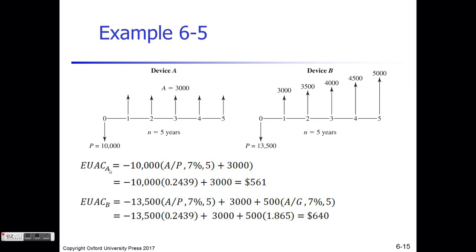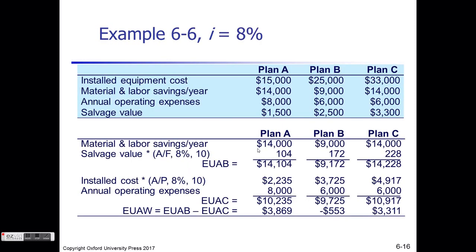Not cost. I already corrected myself. You will remember the criterion is you will take the one that has the maximum. So your answer will be here, 640 is going to be your answer. So the best alternative is going to be device B. Okay.